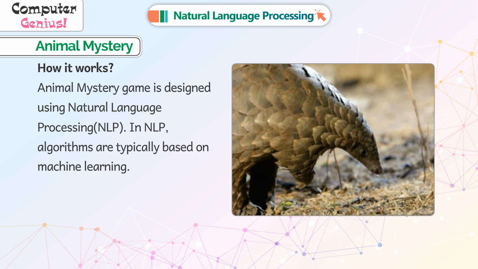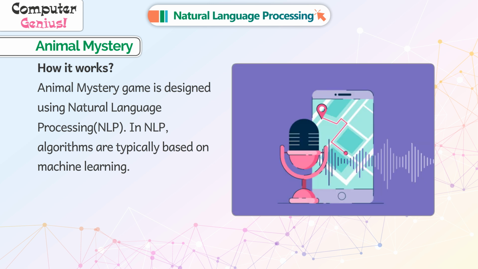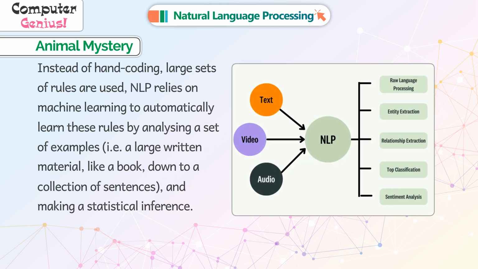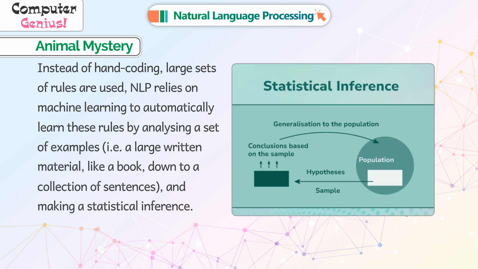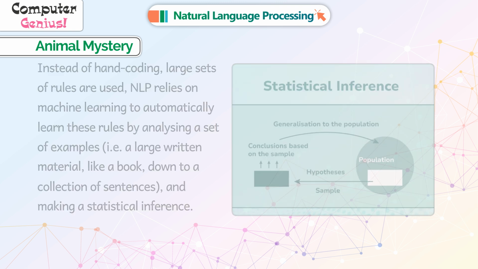How it works. Animal Mystery game is designed using natural language processing, NLP. In NLP, algorithms are typically based on machine learning. Instead of hand coding, large sets of rules are used. NLP relies on machine learning to automatically learn these rules by analyzing a set of examples. That is, a large written material like a book down to a collection of sentences, and making a statistical inference.